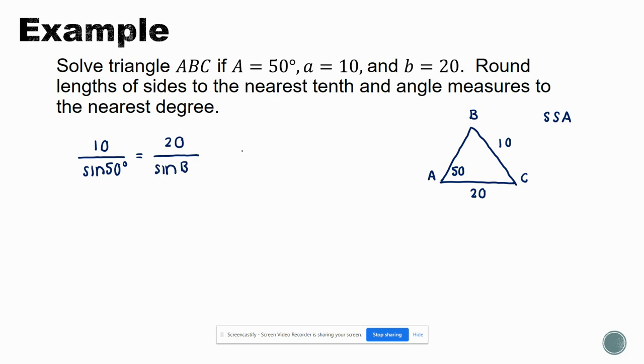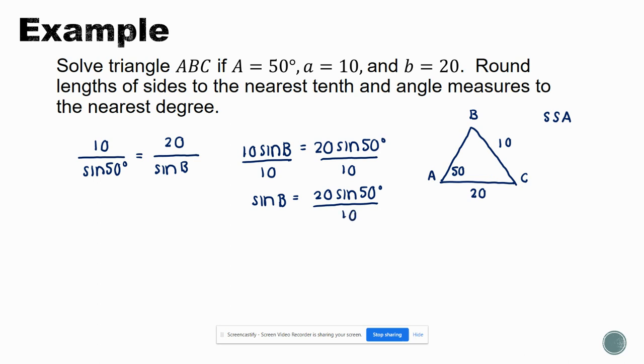So we'll cross multiply. 10 gets multiplied by the sine of B, and 20 gets multiplied by the sine of 50 degrees. I want to get the sine of B by itself, so I'll divide by 10. Because I'm trying to find the measure of an angle, we are going to have to type it into our calculator using the inverse button. You can type it in all at once, but be careful with your order of operations.